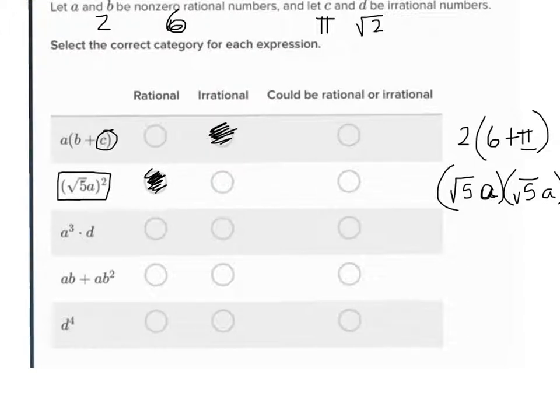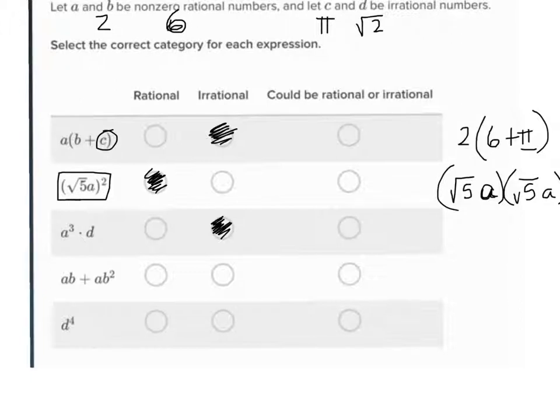Let's look at the third one. A cubed times D. So it's saying take a rational number and cube it. Well, it's still rational. And multiply it by an irrational number. And so if I take A cubed, let's say my A is 2. Well, 2 cubed is 8. And then my D is, say, pi. Well, that'd be 8 pi. And 8 pi is irrational, and there's really not a way to ever make it rational.